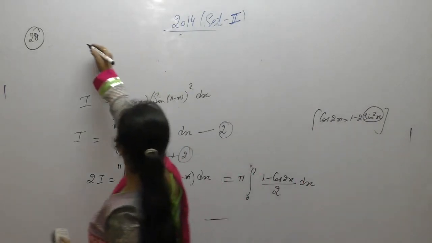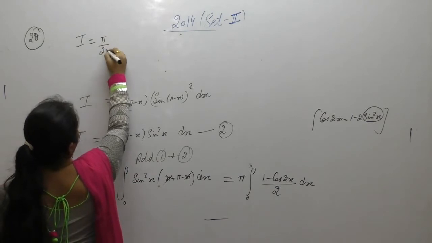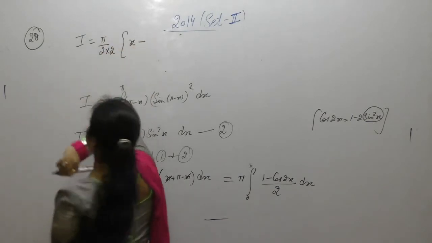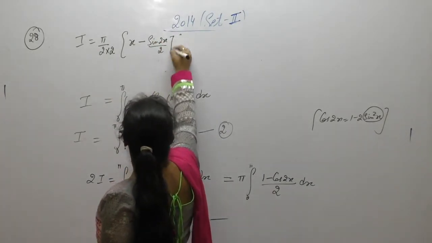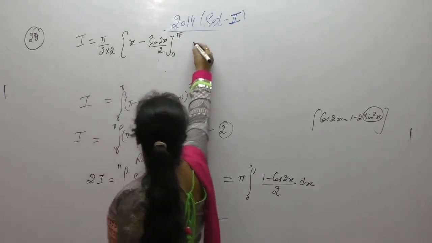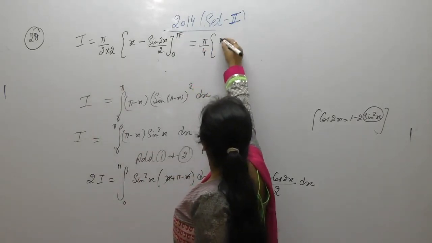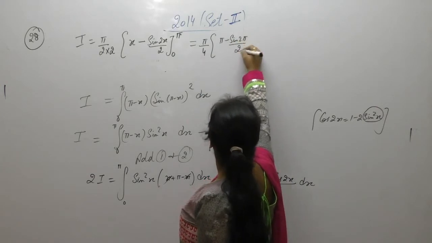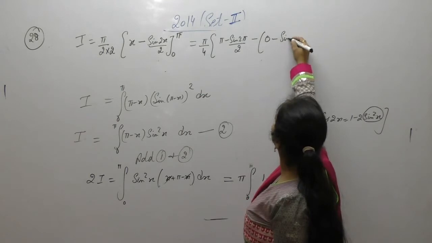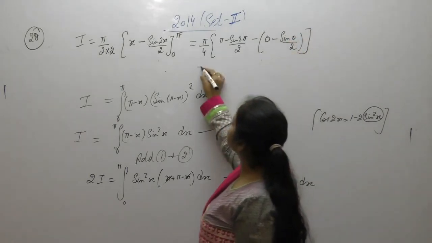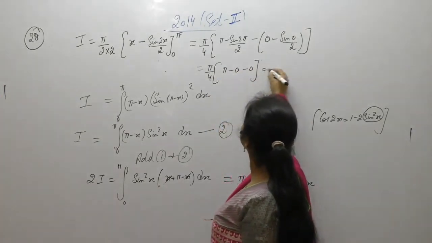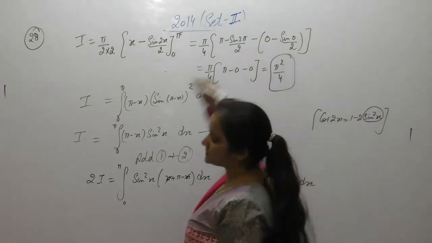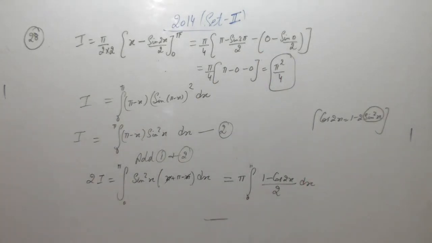So I is pi by 2, integral of 1, integral of cos is sine 2x upon 2, limit goes from 0 to pi. So pi by 4, pi minus sine 2 pi by 2, minus lower limit which is 0. Sine pi, 2 pi all have value 0. Sine 0 is also 0. So we get the answer as pi square by 4. I is pi square by 4.